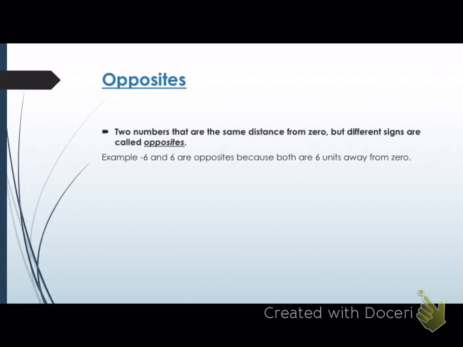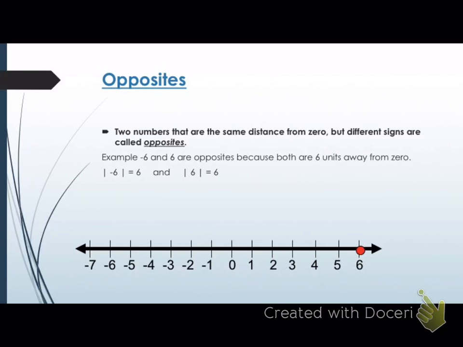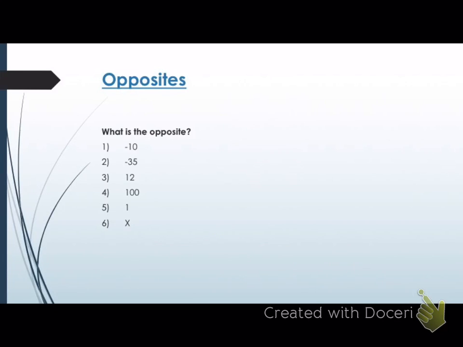They have different signs. So, negative 6 and 6. Notice we use the same digit, but they have different symbols. One of them is negative and one of them is positive. Those are opposites. We can tell they're opposites because they're simply on the opposite end of a number line. They're both still 6 places away from 0, so they both have the same absolute value, but they are opposites.